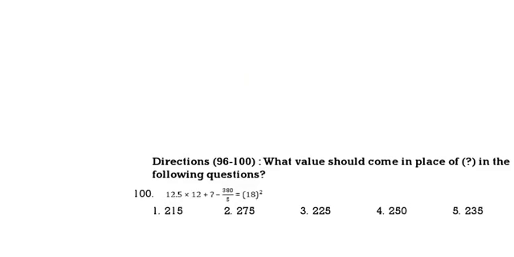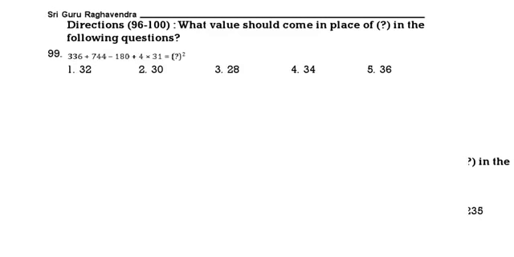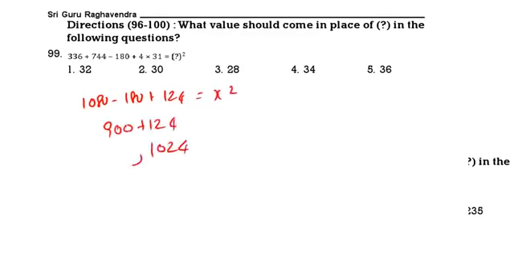336 plus 744. So that is 6 plus 4, 10, 8, 1080 minus 180 plus 4 into 31, 124 is equal to x square. This is 900 plus 124. 1024 root, that is 32. 32 is the correct answer.